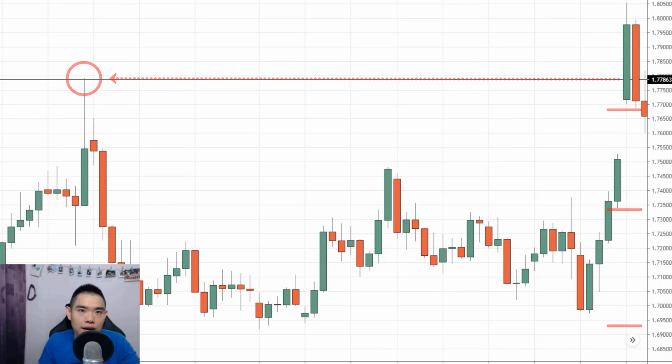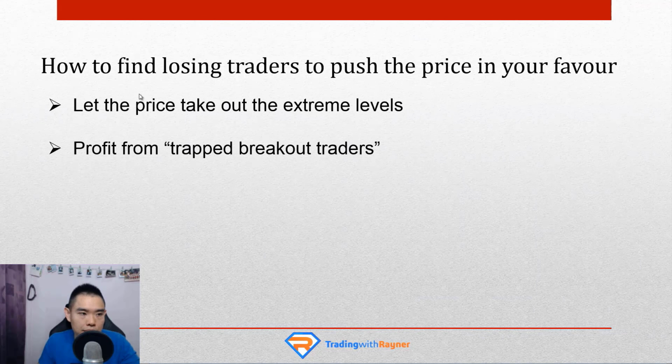So this is why I mentioned earlier, you want the price to take out the extreme levels, because when it breaks out of the extreme high, or breaks down of the extreme low, that will entice more traders to trade the breakout.